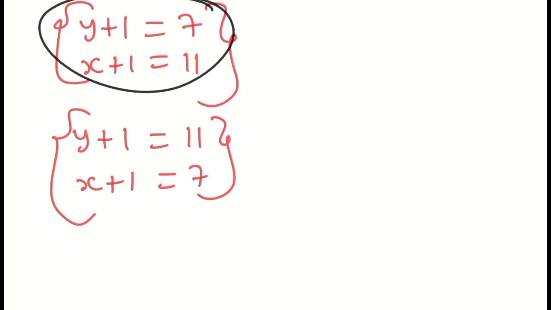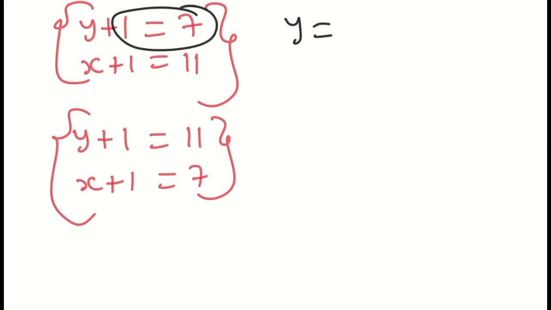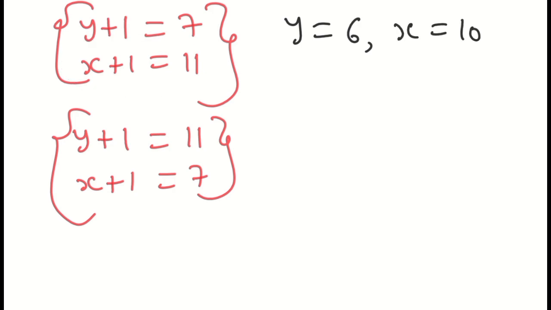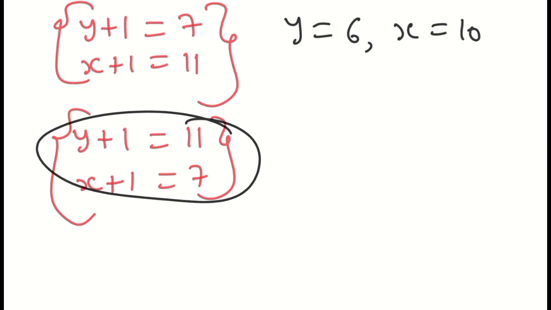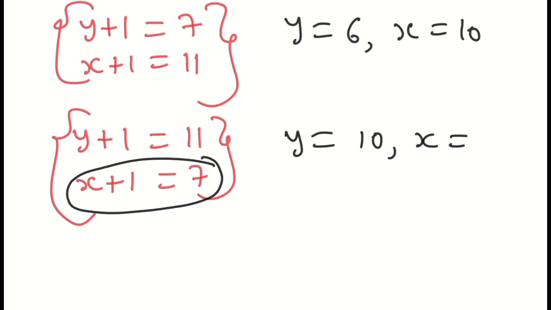Coming here now, if you subtract 1 from both sides, y is equal to 7 minus 1, which is 6. What about x? If you subtract 1 from both sides, x will be equal to 10. Now, in the second case, you subtract 1 from both sides, y will be equal to 11 minus 1, which is 10. And x will be equal to 7 minus 1, which is 6. So these are what we have.